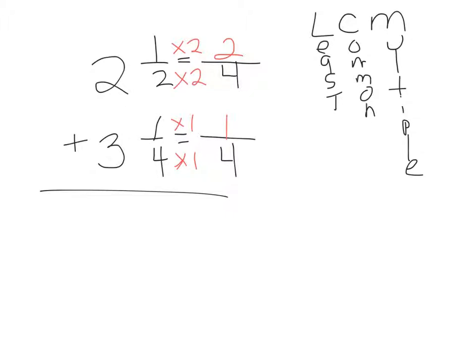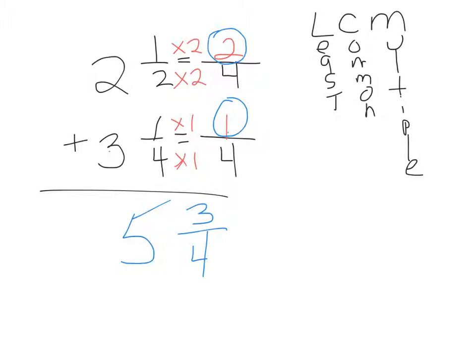So we can move on to step 3, which is add your numerators. Our numerators are now 2 and 1, which gives us a total of 3. And our denominator stays the same. Step 4, add your whole numbers 2 and 3. That will get you 5. Our last step is to regroup or simplify if needed.